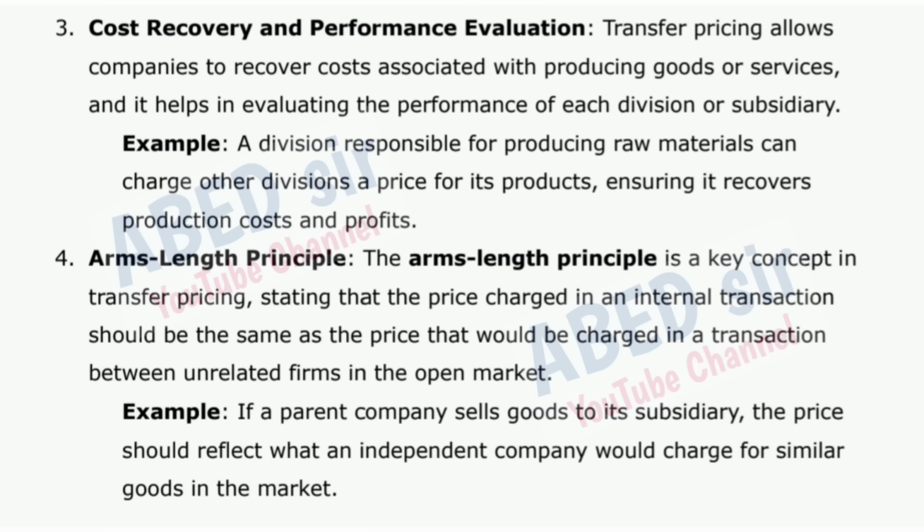Example, a division responsible for producing raw materials can charge other divisions a price for its products, ensuring it recovers production costs and profits. 4. Arm's length principle. The arm's length principle is a key concept in transfer pricing, stating that the price charged in an internal transaction should be the same as the price that would be charged in a transaction between unrelated firms in the open market. Example, if a parent company sells goods to its subsidiary, the price should reflect what an independent company would charge for similar goods in the market.